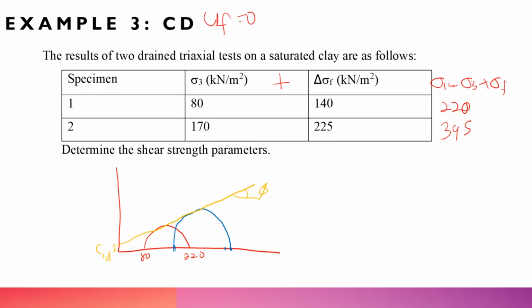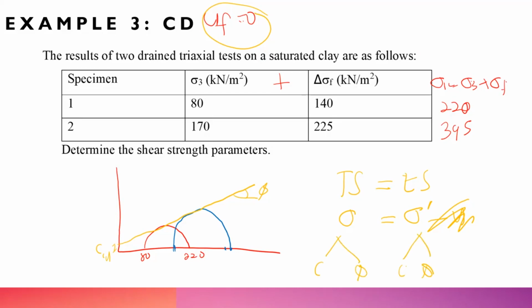Another thing that you need to know is that for a CD test, the total stress parameters will be equal to the effective stress parameters. The effective stress is equal to total stress minus water pressure, right? There is no water pressure at the end of the test, which is equal to 0 here. So the total stress would be equal to the effective stress. So whatever the shear strength parameters, C and phi here, or C and phi here, are the same.